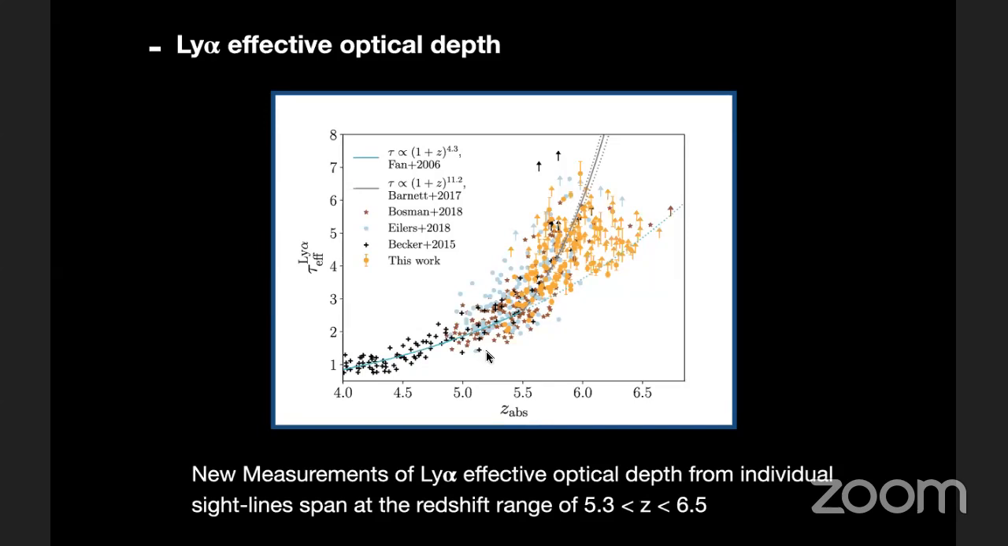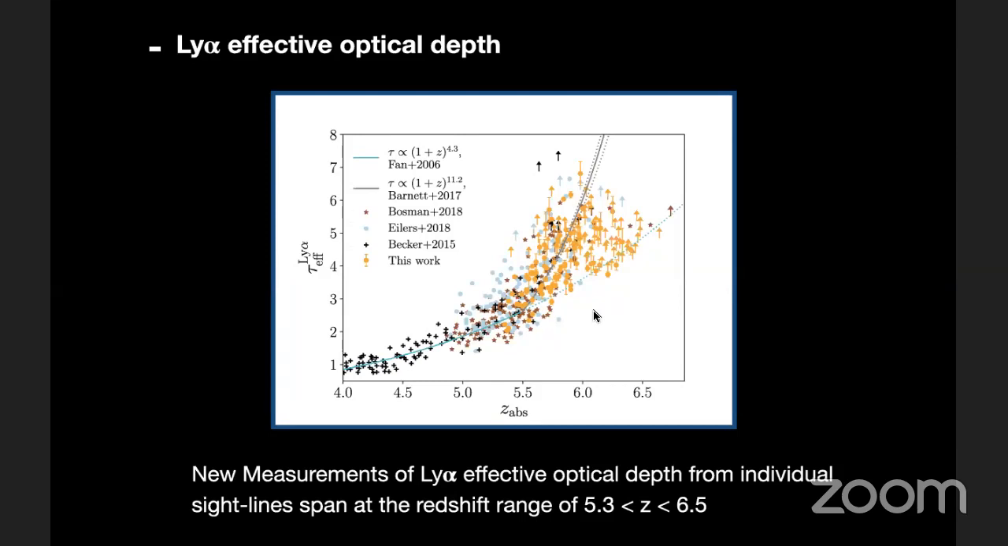We can see our sample covers the redshift range of 5.3 to 6.5, although at redshift higher than 6.1, more than half of them are still just lower limits. Based on the individual measurements, our result is consistent with the previous studies about the large scatter of the optical depth at redshift about 5, which has already been suggested to be related to the inhomogeneous reionization process. As I mentioned before, at redshift higher than 6.1, we only have lower limits.